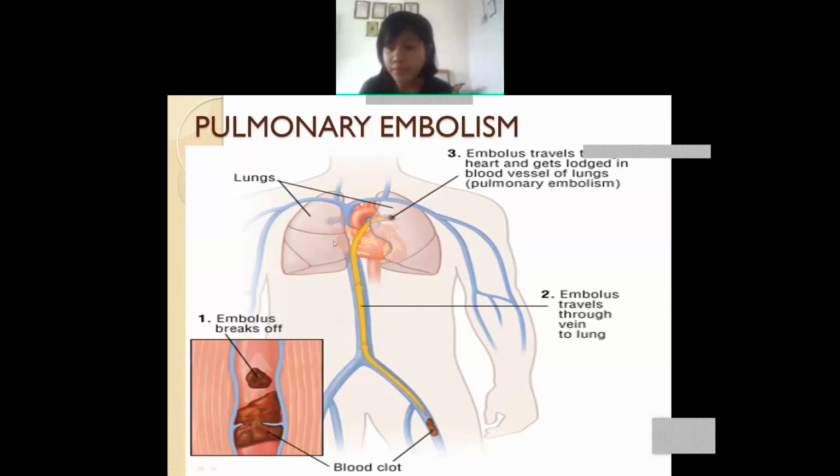So the person will find difficulty in breathing. It's not only that the person will find difficulty in breathing, it will hamper the heart also. In both ways, it will hamper.